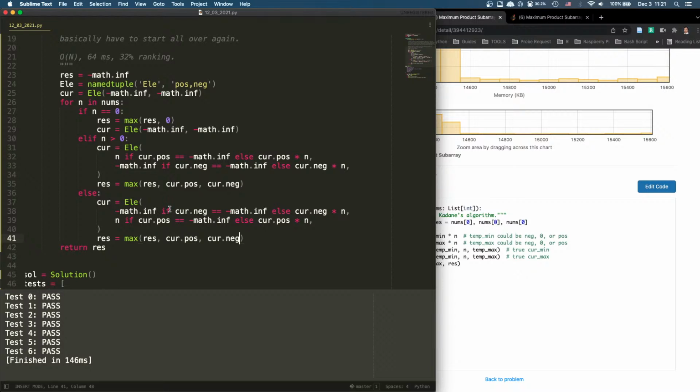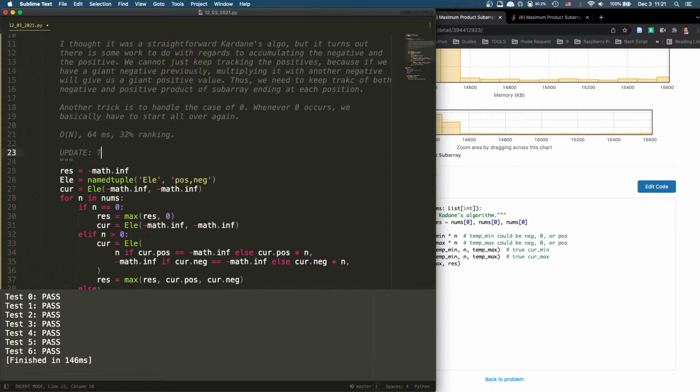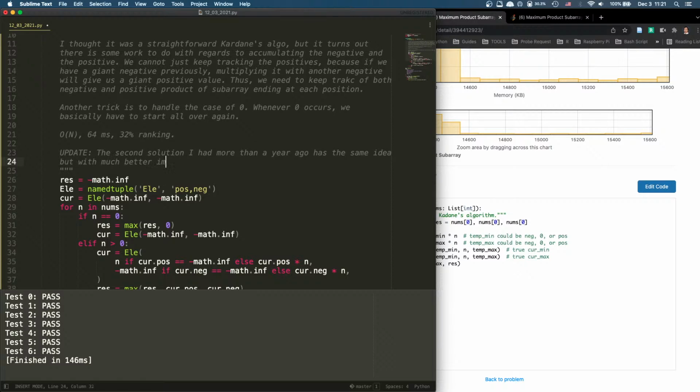Which means this one can be updated. I shouldn't say it's the min max, current min, current max. Well, I'm not gonna write it, but update the solution I had. The second solution, right? The second solution I had more than a year ago is the same idea, but with much better implementation.